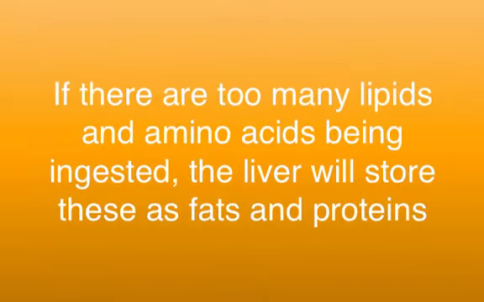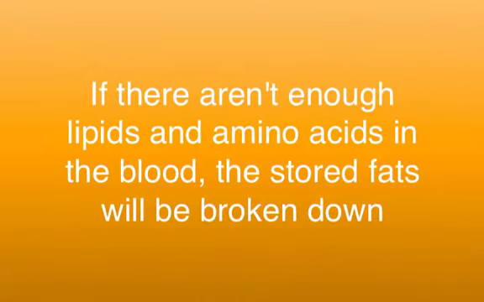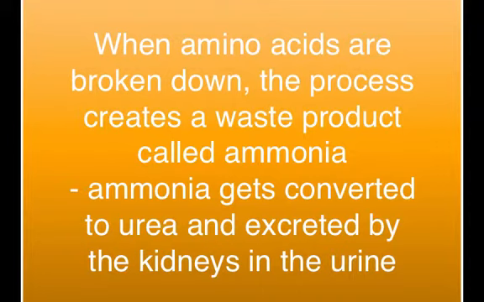The same concept holds true for lipids and amino acids. If there are too many lipids and amino acids, they will be taken out of circulation and stored as fats and proteins. If there aren't enough lipids and amino acids, the stored fats and proteins will be broken down into lipids and amino acids. When amino acids are broken down, this process will create a waste product called ammonia. The liver will convert this to urea, which will be excreted by the kidneys in the urine.